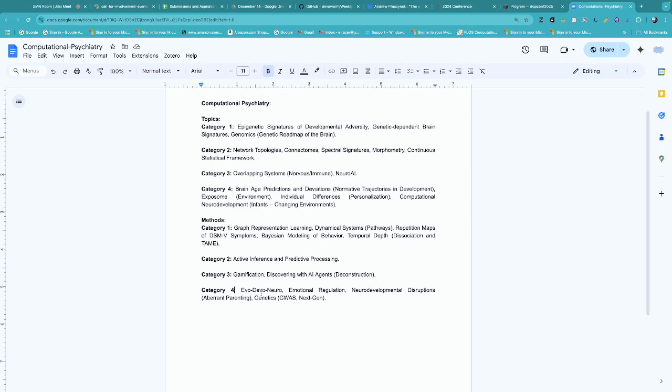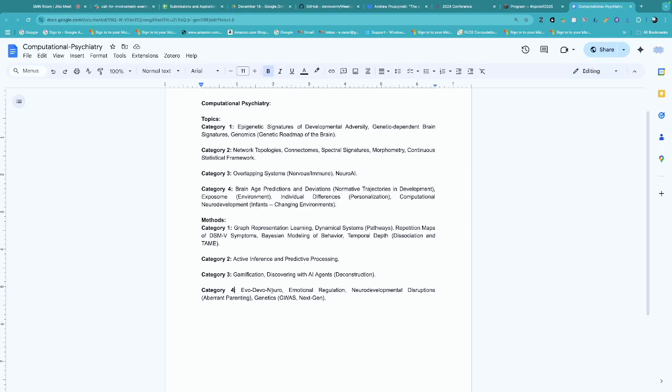Category 4 then is Evo-Devo Neuro. They like to use these compound prefixes that evolved from Evo-Devo. So you have Evo-Devo Neuro, Eco Evo-Devo, all these things that are quite frankly confusing, but they're catchy. So Evo-Devo Neuro is the evolution of development of nervous systems. This is where you're combining a bunch of different things: evolutionary neuroscience, developmental neuroscience, and the intersection of those.